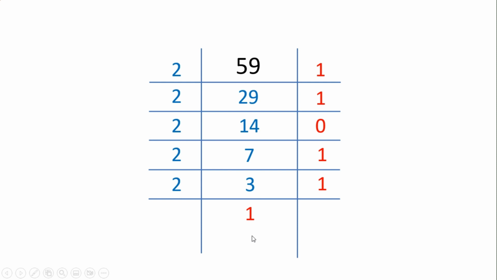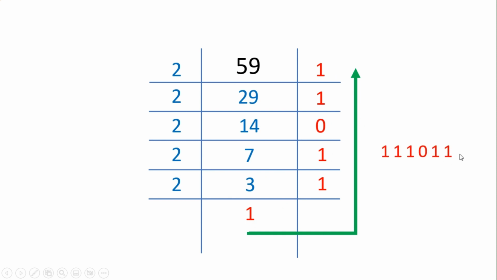How? So this is like this. If you read these remainders from bottom to up, you are actually reading 59 in binary. So 59 in binary is 1 1 1 0 1 1. So this is what 59 is in binary number system, written in binary number system. Now let's switch to another exercise. 68. Let's convert 68 to binary.